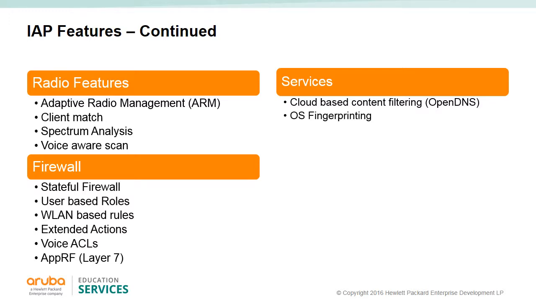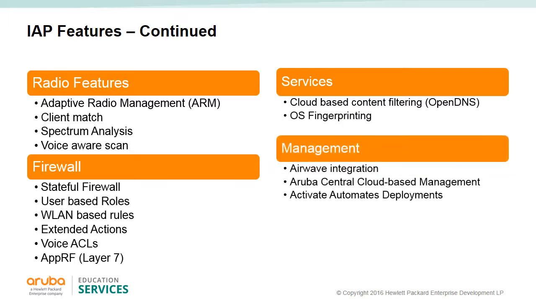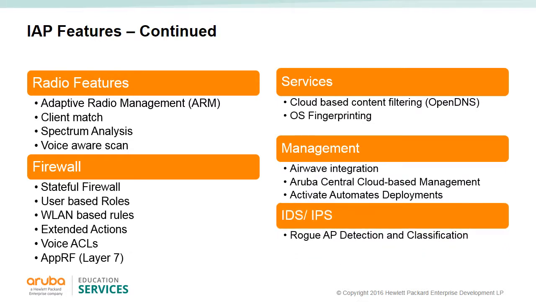For management, an AirWave server can be used, or Aruba Central, which is a cloud-based management system. The cloud-based Activate service will direct the IAP cluster to the desired management system automatically. Since the security of the network remains of paramount necessity, Aruba Instant supports intrusion detection and protection with rogue detection.